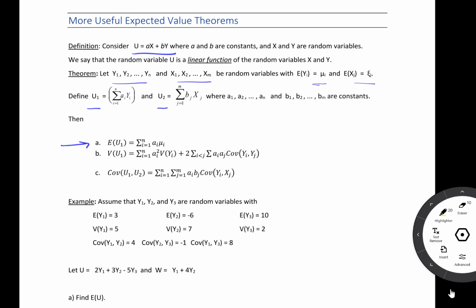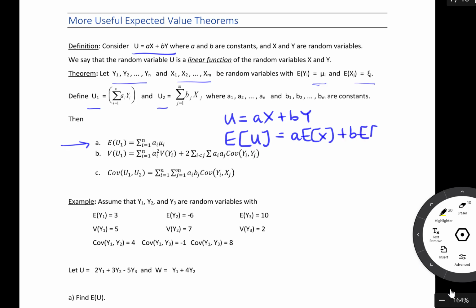that the expected value of u1 is going to be equal to the sum of those constants times the expected values of the x's. So in other words, if we look at that definition that we had earlier, we're actually saying this. We're saying that the expected value of u is going to be equal to a times the expected value of x plus b times the expected value of y. So that's what a there is saying.